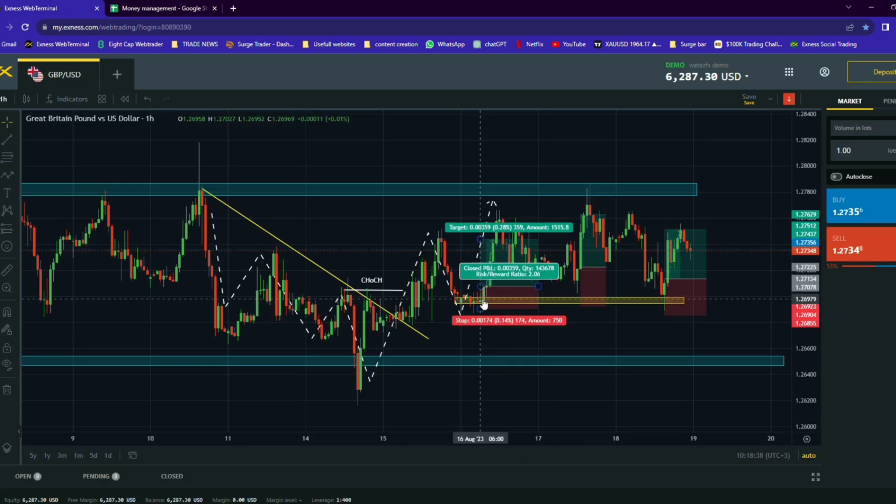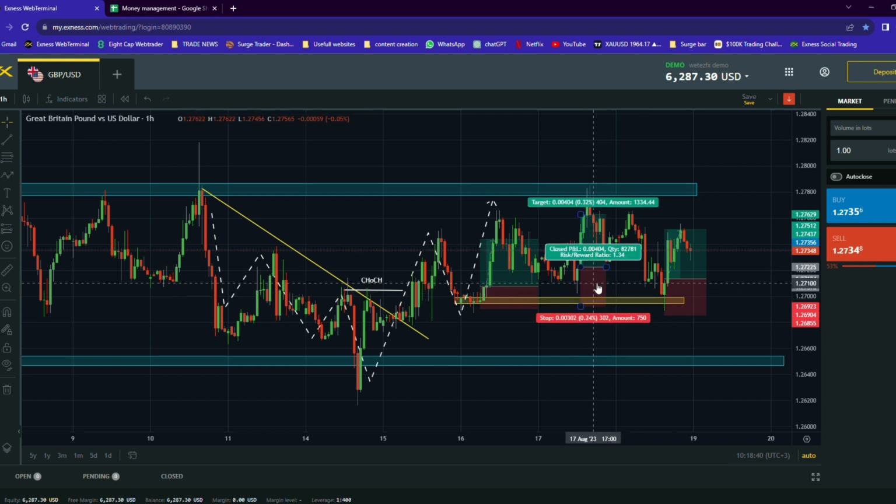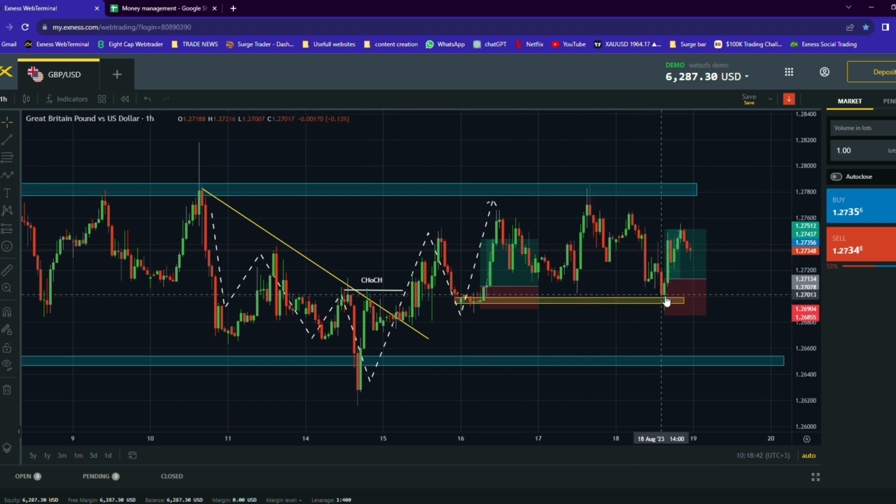For example, this becomes your demand zone, and every time you get a setup into the demand zone, you try to open a buy position. So here you open another buy position.